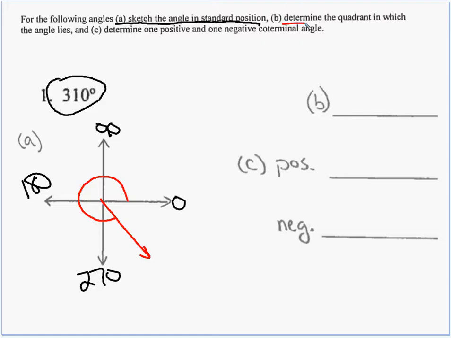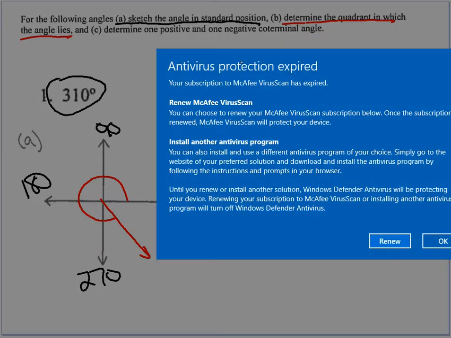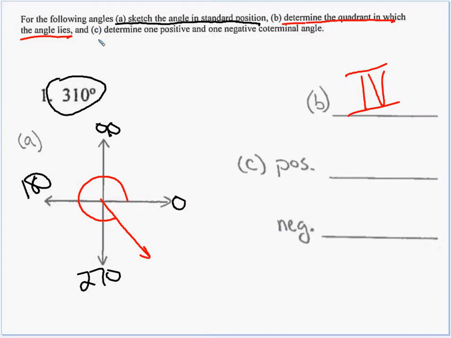So that's part B, determine the quadrant in which the angle lies. Again, that's fourth, so we'll put a 4 there. And for the last part, we want to determine one positive and one negative coterminal angle. So to find those coterminals, we are just going to take this given angle and add and subtract full circles.